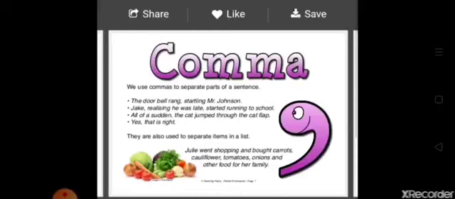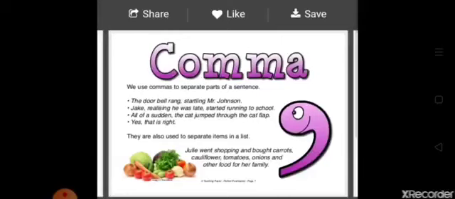The doorbell rang. Starling, Mr. Johnson. Jack, realizing he was late, started running to school. All of a sudden, the cat jumped through the cat flap. Yes, that is right. So we are putting a small pause after a comma.